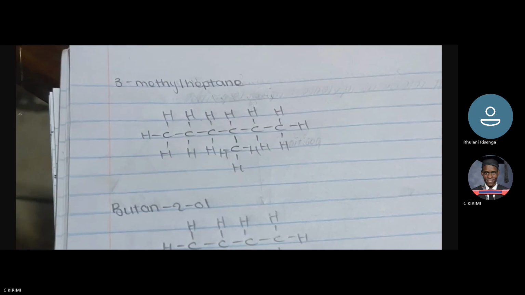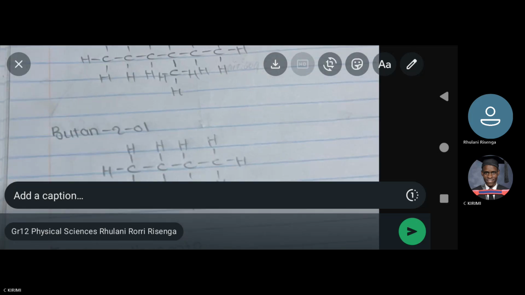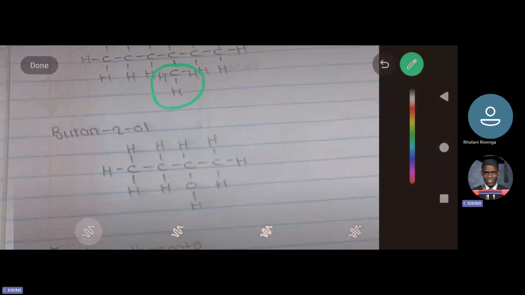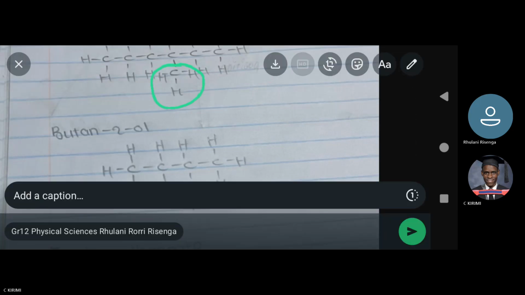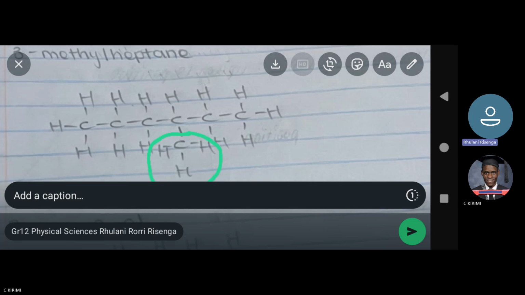So 3-methyl heptane. So which means we have an alkyl substituent. So the alkyl substituent is there. So which is correct. So this is our alkyl substituent. This one is correct. And the longest chain, how many carbons? The longest chain has to be... the longest chain is how many carbons? 6 or 7?